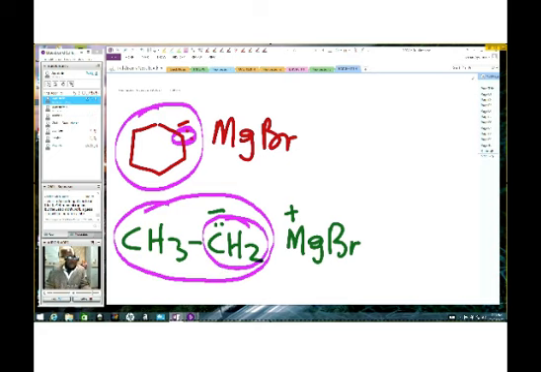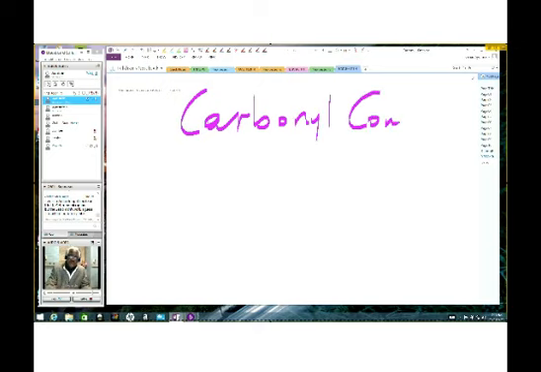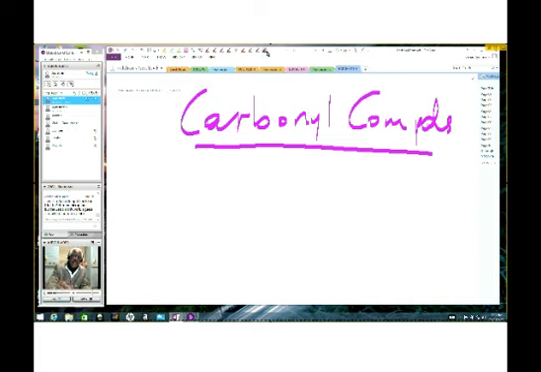Now, having said that, let us take a look at the carbonyl molecule. Because for the Grignard reaction, for the most part, the Grignard reagent will be reacting with a carbonyl compound. Okay, let us take a look at this carbonyl compound here. This molecule here is a ketone.